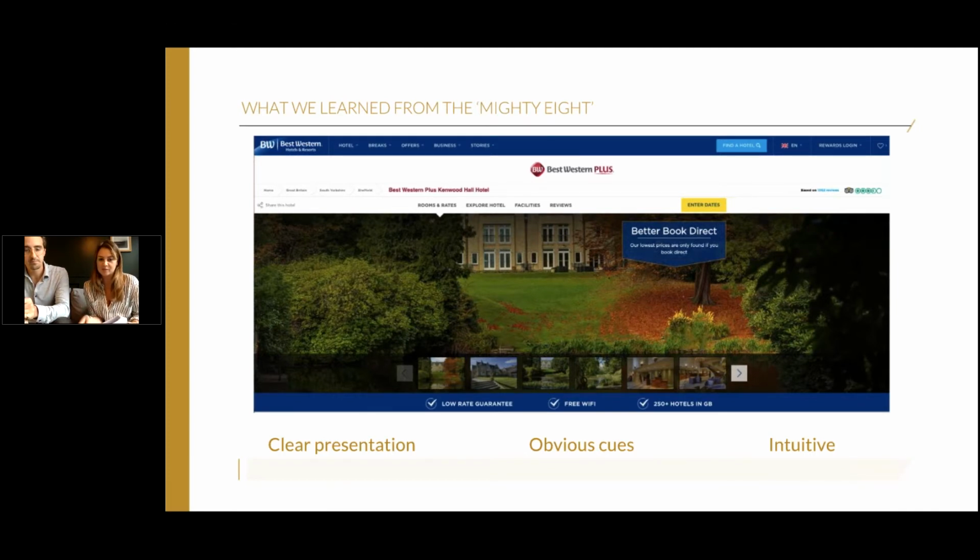In third place was Best Western. And the reason for that was because everything is laid out so clearly. You can see quite easily where to go if you want extra information. There's obvious cues to TripAdvisor reviews. There's a picture gallery, but it's still quite a clean design. So the experts thought it was quite an intuitive site to use. You could move from picture to information very easily.